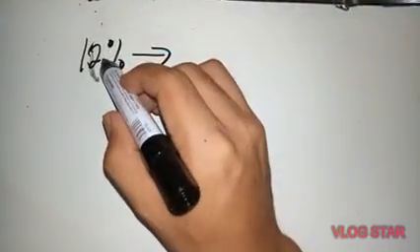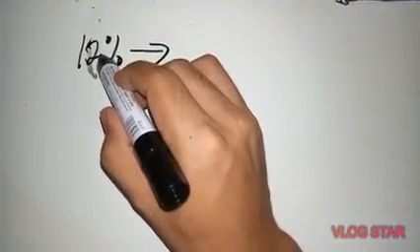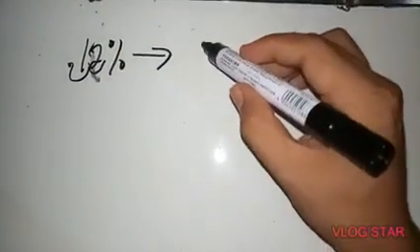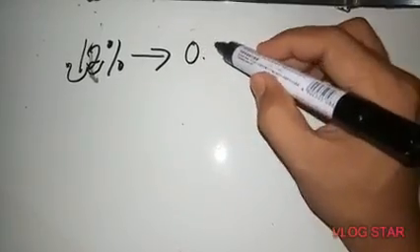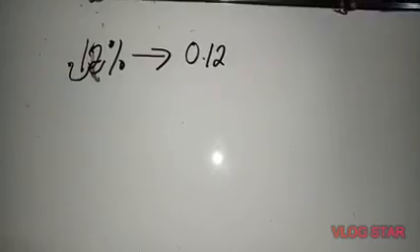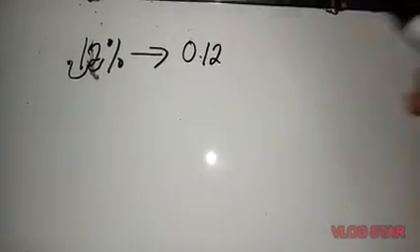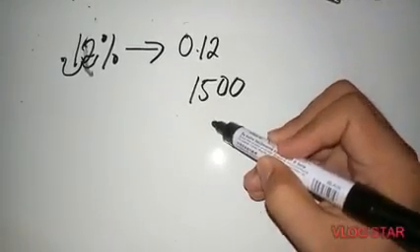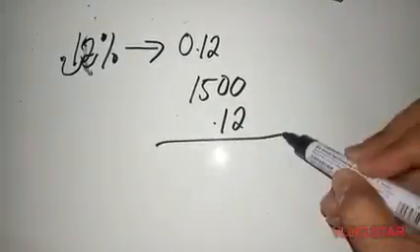12%, when you convert it into decimal, just move the decimal point twice to the left, 1, 2. So 12% will be written as 0.12. And now we can proceed in multiplication. So just multiply 1,500 to 0.12.